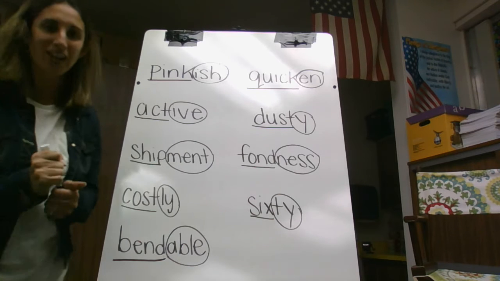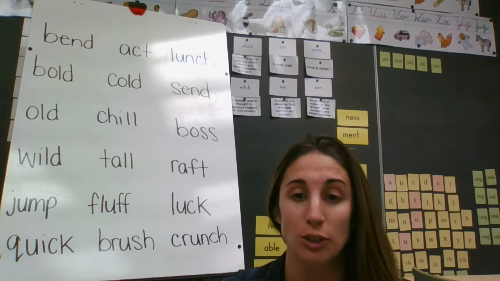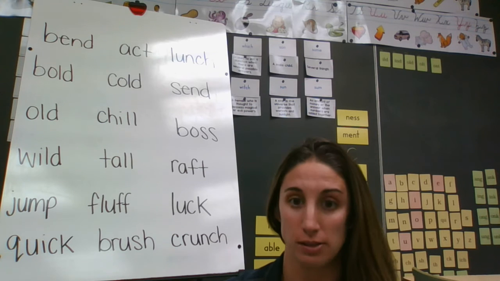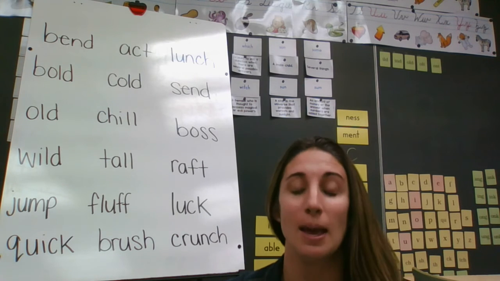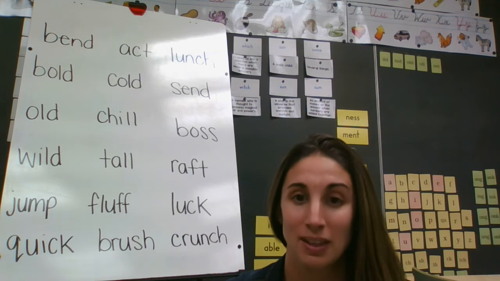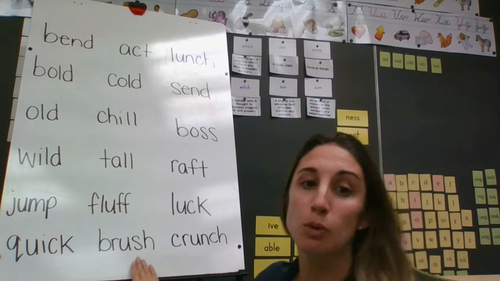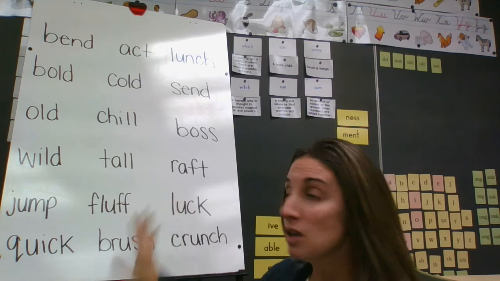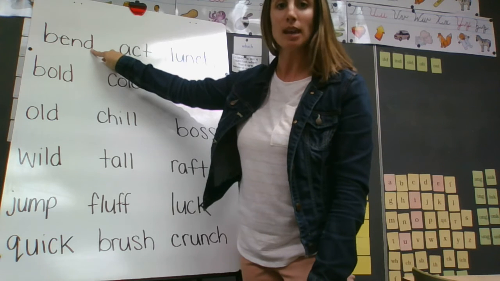Bendable. Very good. Okay, third grade, for your next activity, you will need, if you're at home, a blank piece of paper and a pencil. So pause the video and grab those things and press play so you're ready to hear the directions. Okay, hopefully you have your materials. Behind me on this board, I have several base words. So actually, let's just read them together. When I point, say it with me.